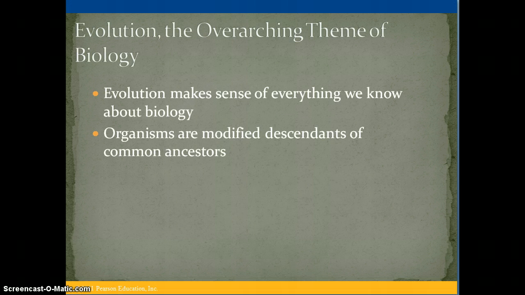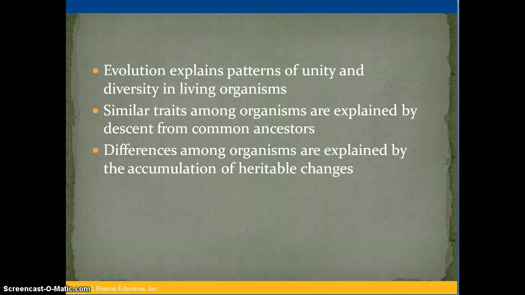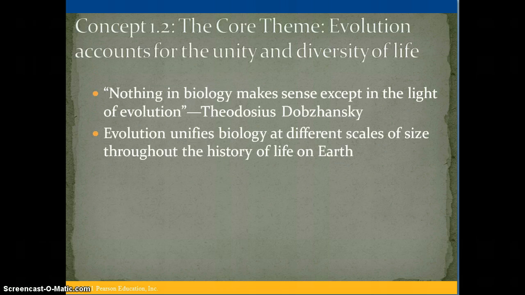It's what we produce. The overarching theme of biology is evolution, which makes sense of everything we know about biology. Organisms are modified descendants of common ancestors. Evolution explains the patterns of unity and diversity, similar traits amongst all the organisms, and how differences between organisms are explained. And this is what you're going to be looking at this term. The core theme of evolution accounts for the unity and diversity of life. In other words, nothing in biology makes sense except in light of evolution.